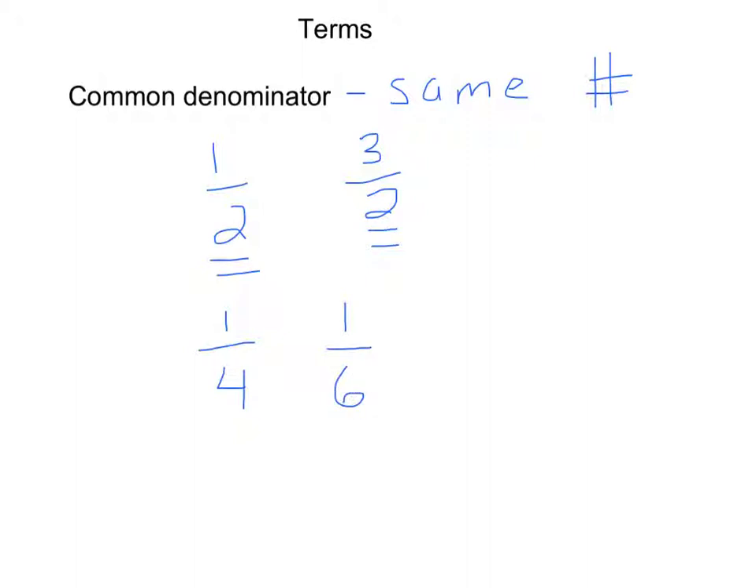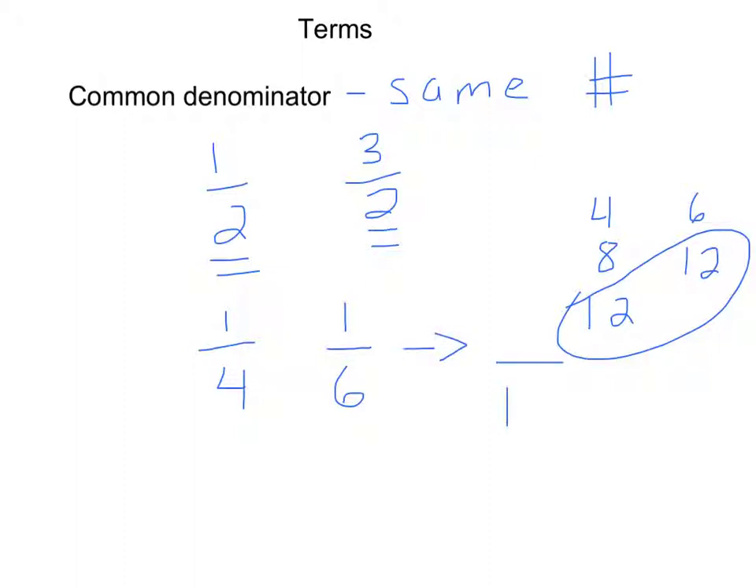And if we are told to find a common denominator, what we will do is list out the multiples of both 4 and 6 until we reach one that's the same. So for 4, we have 4, 8, 12, and for 6, we have 6 and 12. And I can stop right there because I see that they both have a multiple of 12. So I know that my common denominator for 1/4 and 1/6 will be 12.